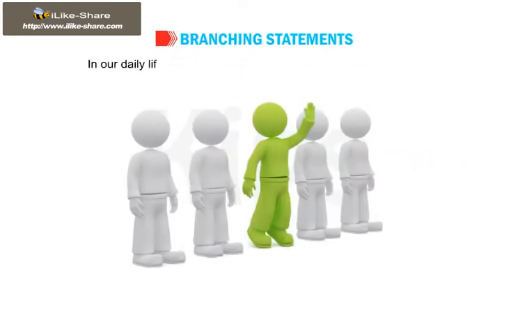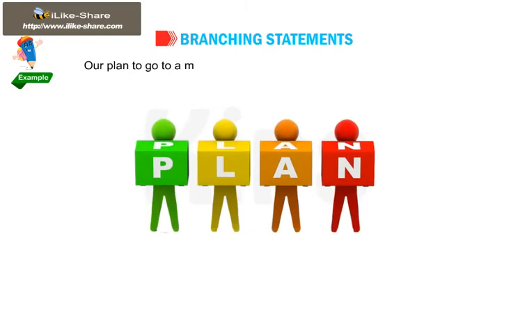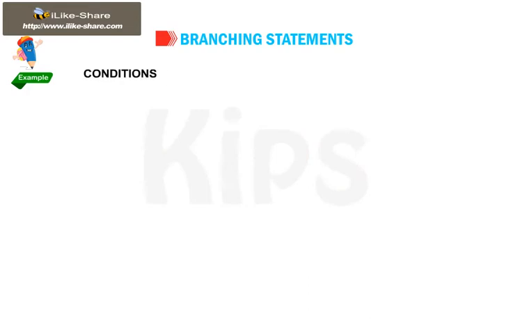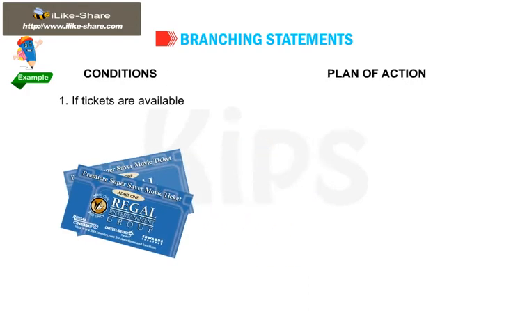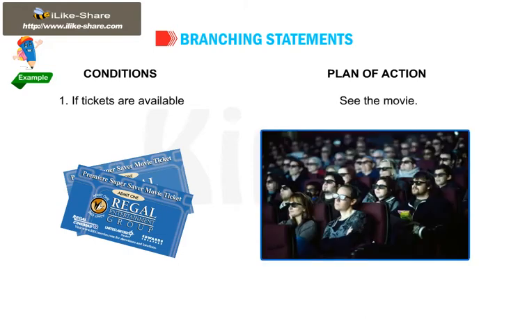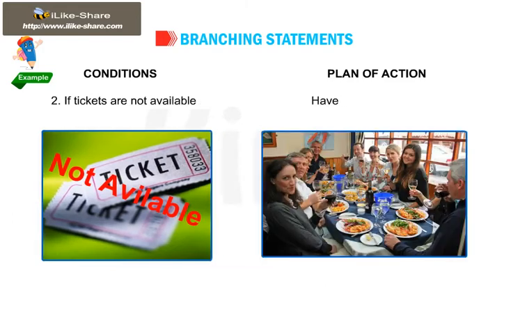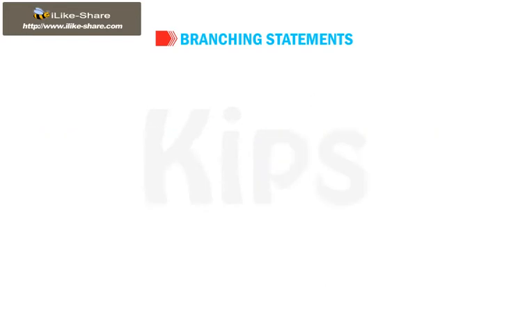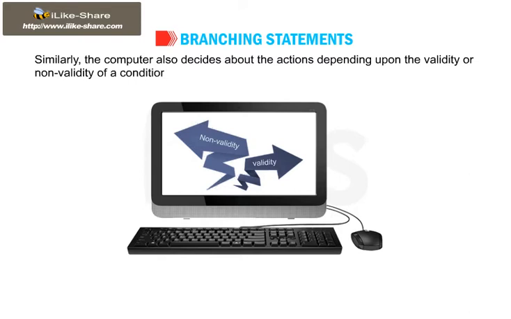In our daily life, we make decisions and take actions accordingly. For example, our plan to go to a movie will depend upon the availability of tickets. Conditions: Number 1. If the tickets are available, plan of action: see the movie. Number 2. If tickets are not available, have food in a restaurant. Similarly, the computer also decides about the actions depending upon the validity or non-validity of a condition.